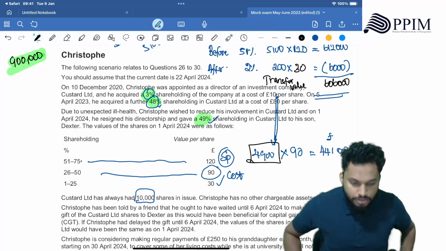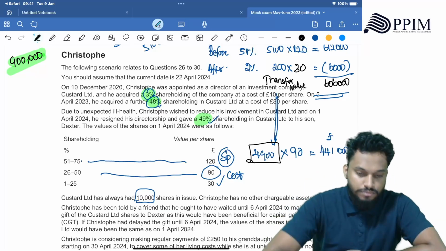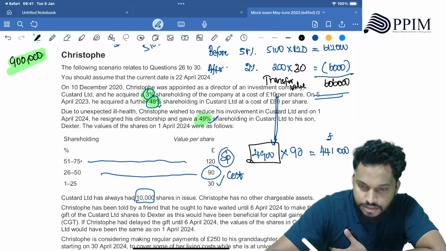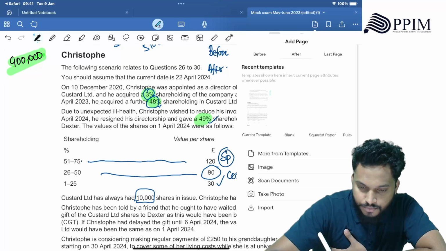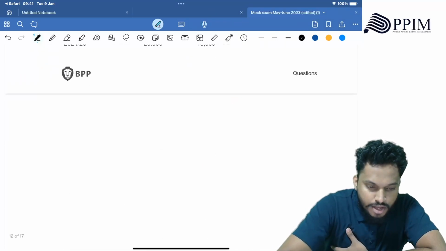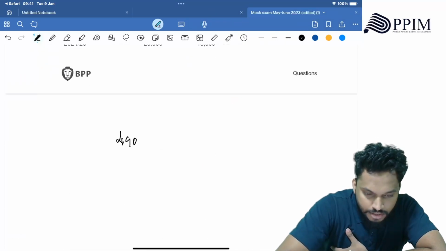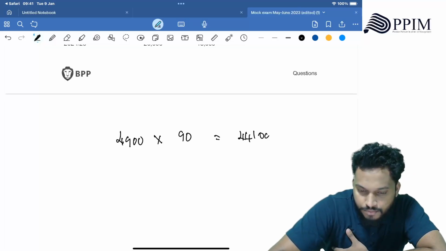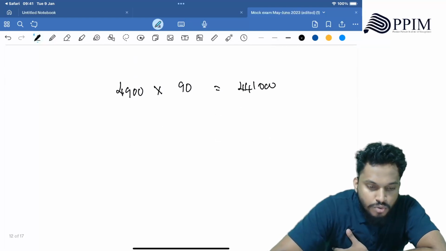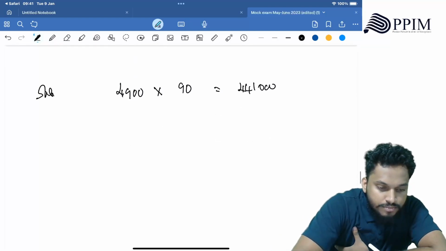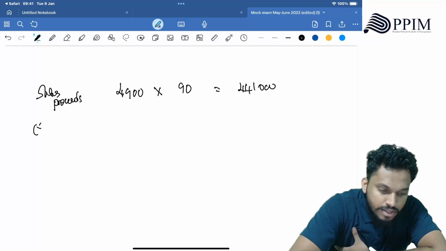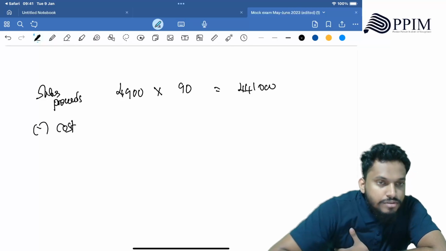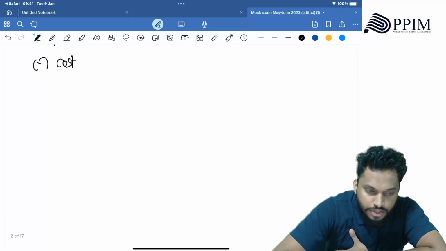Okay. So now, see in this instance, you are having 4,900 shares that you are selling at 90. So you got 441,000. Correct. So now this is your sales proceeds. You need to understand what is your cost, isn't it? So determine your cost.